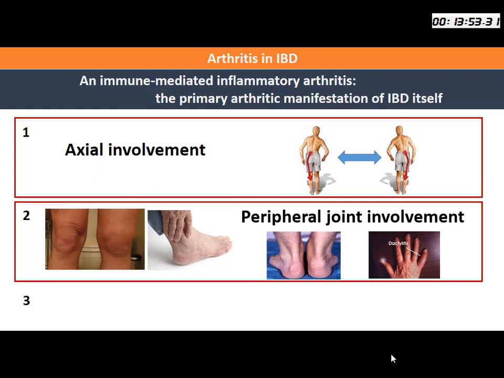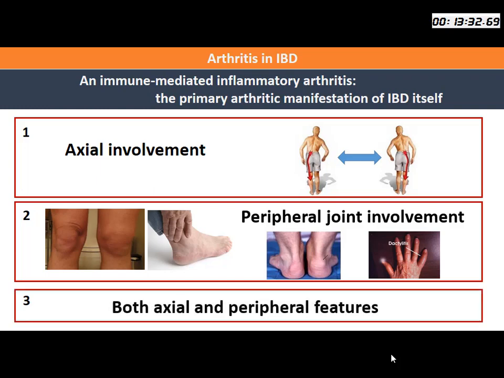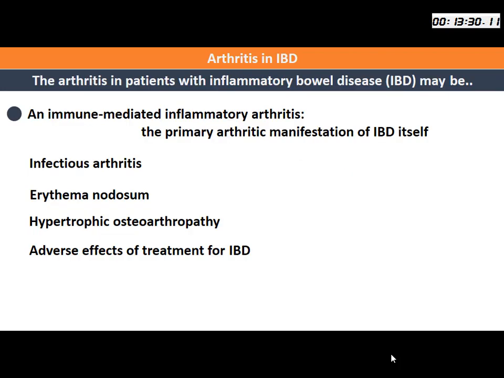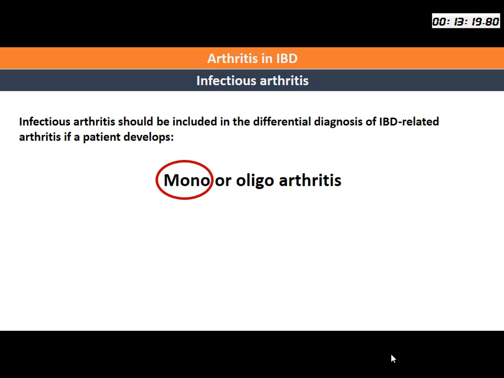But it can be an RA-like involvement with MCP predominance. There's also involvement of the enthesis, like this picture of Achilles tendonitis, and dactylitis, which is inflammation of the tendon and all the soft tissues of a finger or a toe. It can also be a combination of both. So this is the immune-mediated type, which is the most prevalent and the most important. Infectious arthritis can also be a possibility, especially if a patient presents with a monoarthritis.